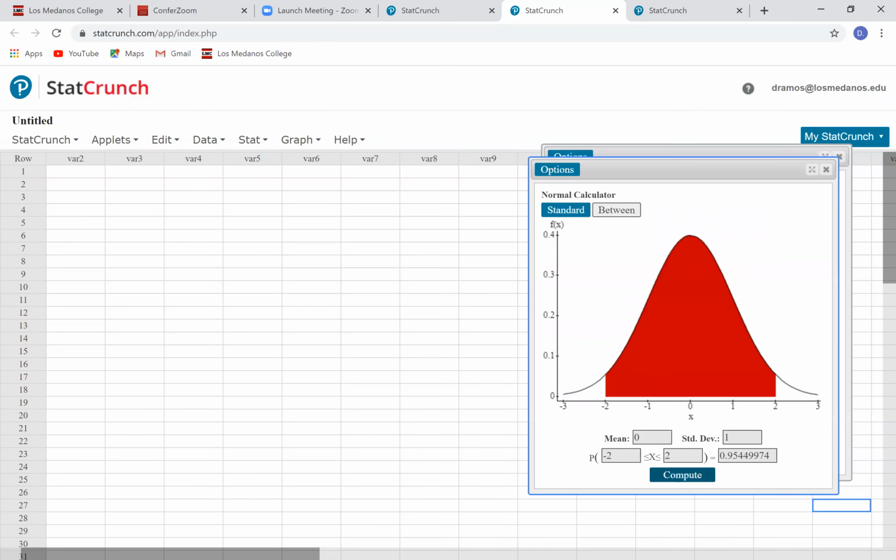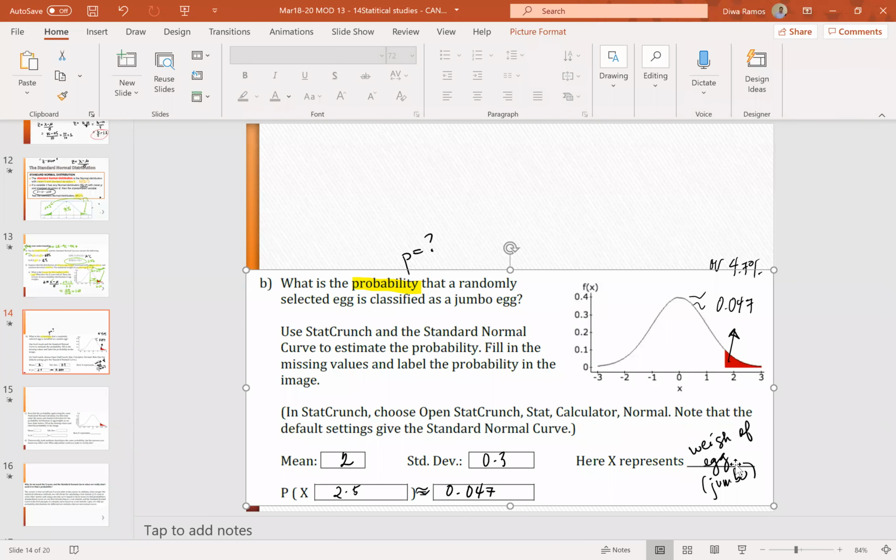And that's around 95%, 0.9544997 to be exact. Okay, so very, very useful, especially for your project and at the very end of the semester, where you need to calculate the p-values. This is one of what we call a p-value, your probability value over there.